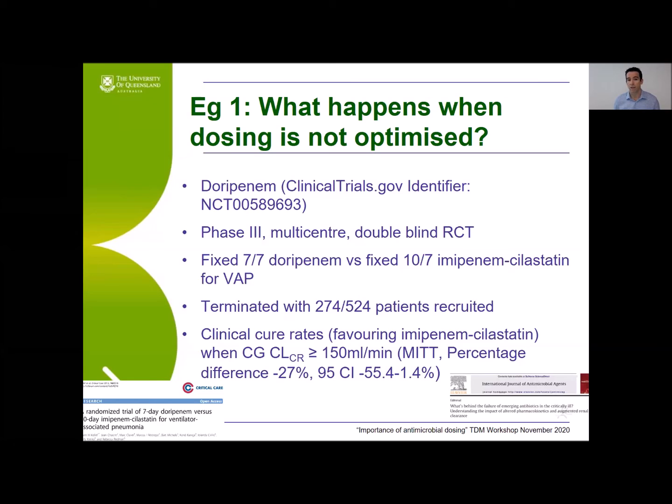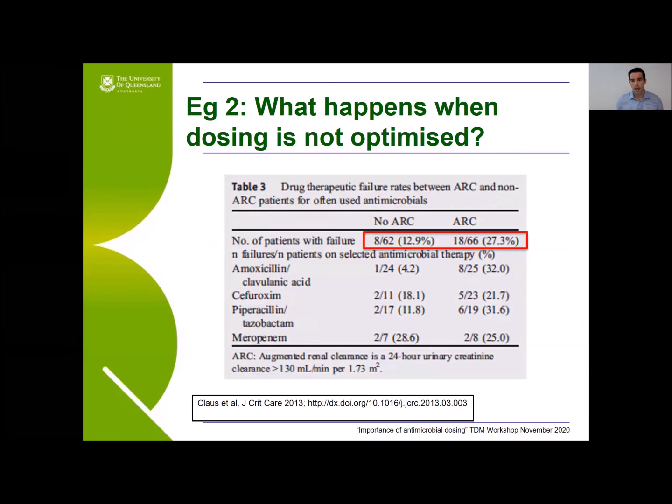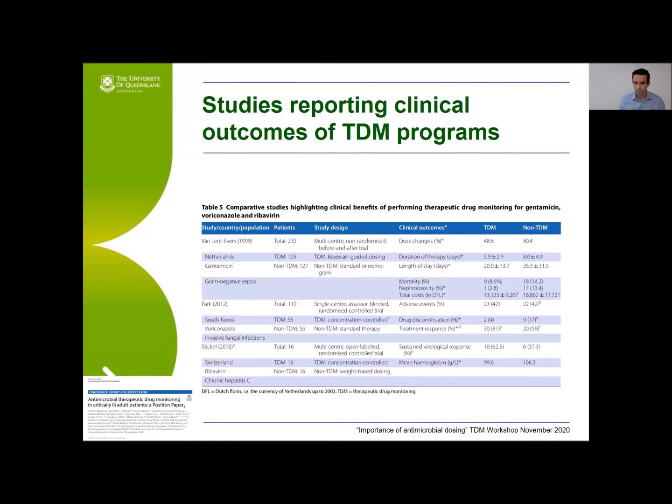That's a cautionary tale of why it's very important to have dosing which is specific for the patient population. And critically ill patients are, of course, a different patient population to others. This is another study demonstrating that in the presence of augmented renal clearance, a higher renal function commonly observed in critically ill patients, there's an increased likelihood of failure, because more drug is being cleared, less drug is present in the body, and it's less able to elicit its microbiological effects.